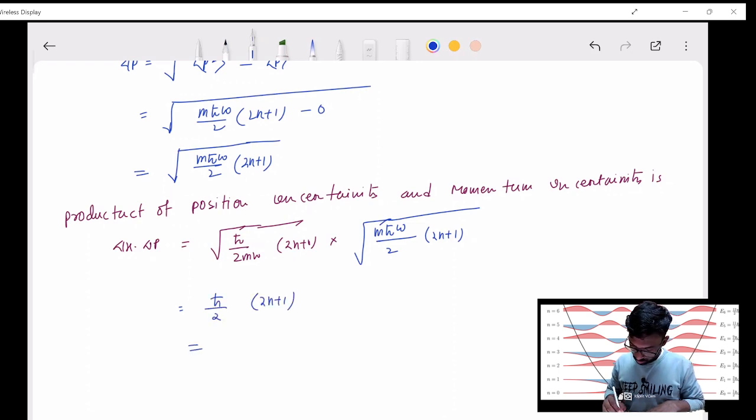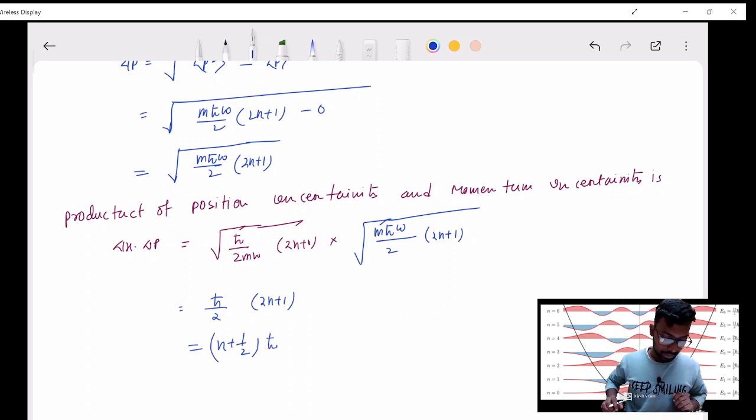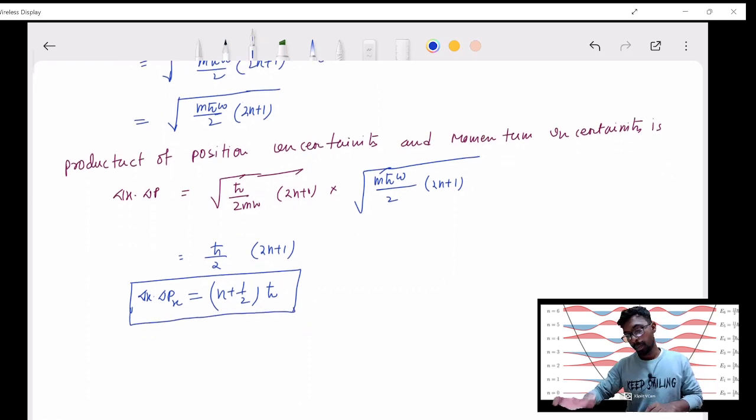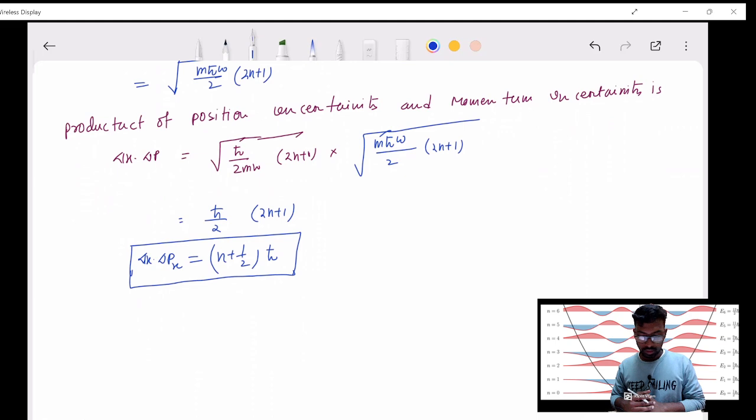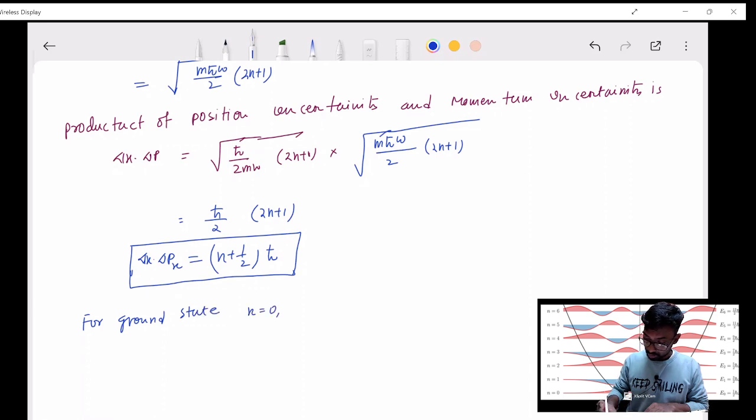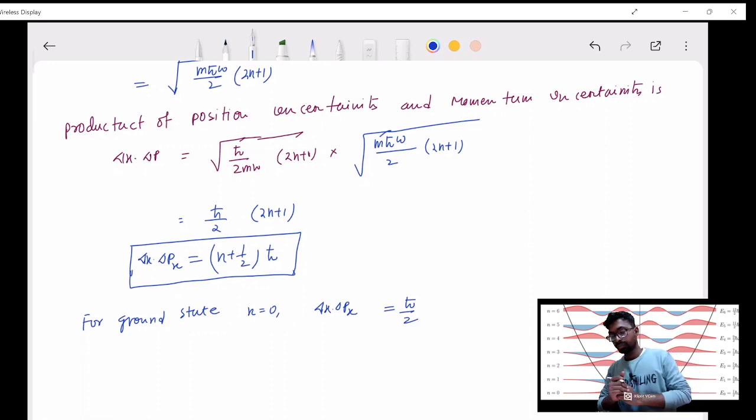into 2n plus 1. So this is equal to n plus half into h cut. Delta x into delta px equals n plus half into h cut. So for ground state, n equals 0, delta x delta px equals h cut by 2.